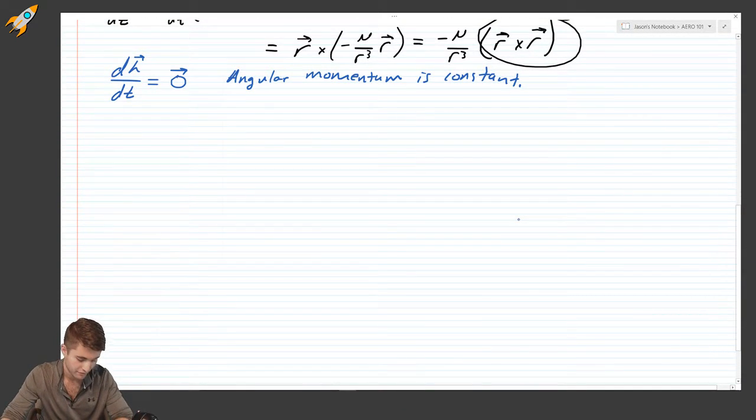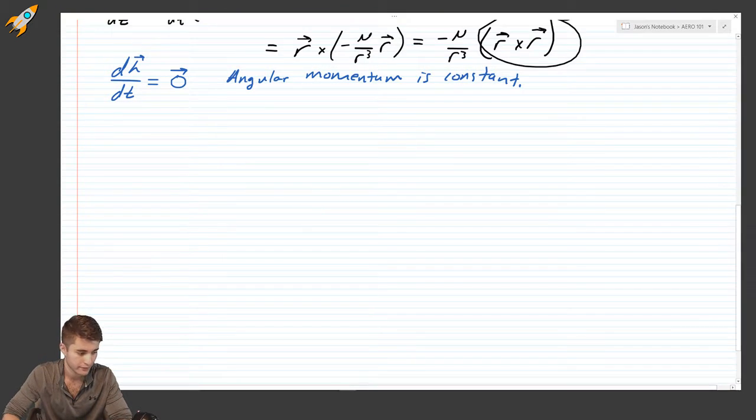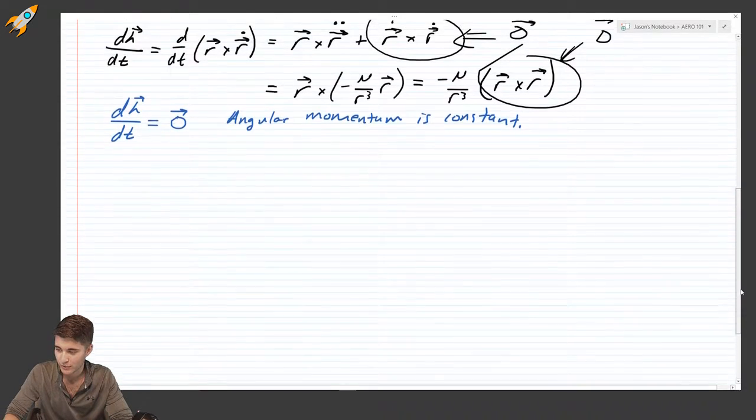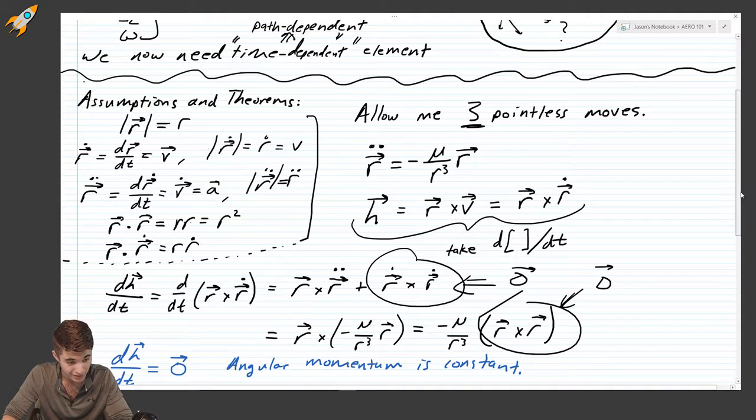Now let's get into the tough part. We've got this equation right here. Is this AERO 101? Yeah, this is AERO 101. We are deriving the orbit equation. It's an equation that's quite literally called the orbit equation.